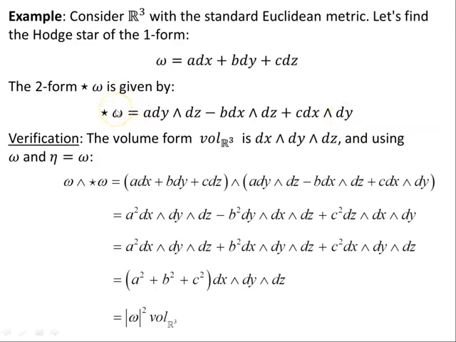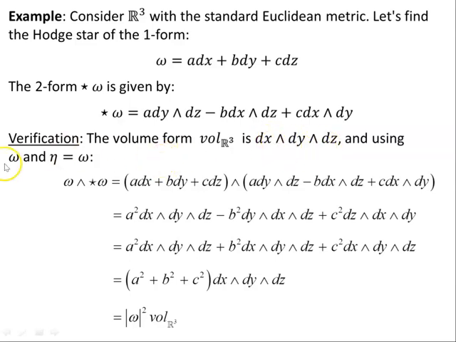As I say, go back to the previous video to see what it is. Now let's verify. The first thing we'll need to verify all this is the volume form, vol subscript R3. Say our manifold is R3, and the volume form in R3 is dx wedge dy wedge dz, all covered in the last video.